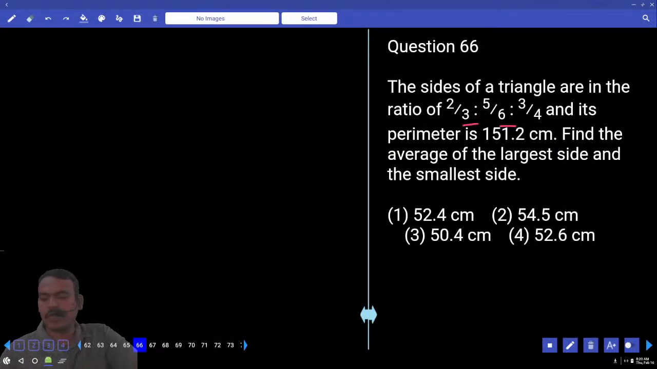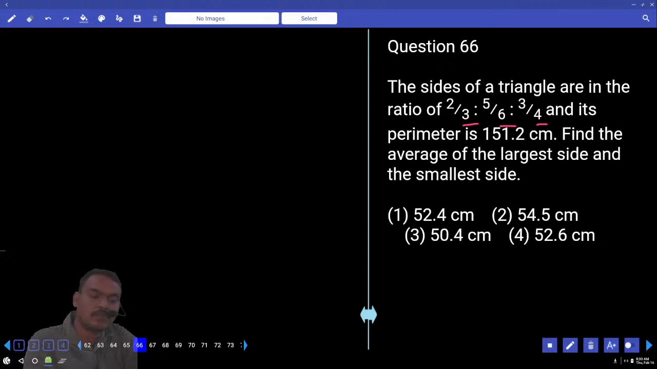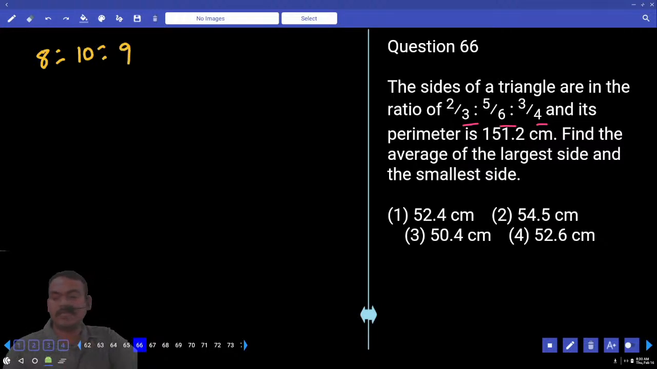3, 6, 4, LCM 12. That means every fraction is multiplied by 12, or not? 2/3 into 12, 8. 5/6 into 12, 10. 3/4 into 12, 9. So the sides are in which ratio? 8 is to 10 is to 9. Total how many parts? 27 parts, or not? Perimeter means sum of the parts, or not?